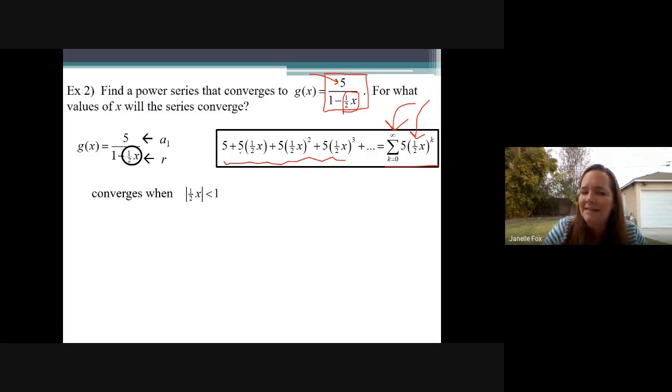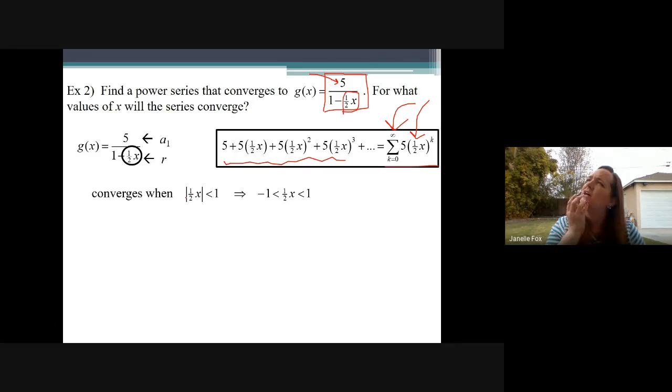Okay. When does it converge? Oh, okay. Well, this would be our r value, right? And so we take our r value, we put it in absolute value, and we say it has to be less than 1. We make our number sandwich. Our number sandwich is going to say -1 is less than 1/2 x is less than 1.